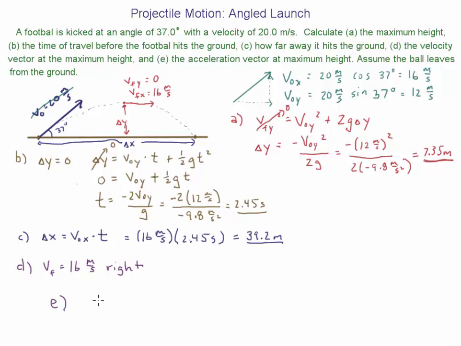Part E is kind of just a conceptual question. The acceleration vector at maximum height. The acceleration vector, a, is always negative 9.8 meters per second squared. Actually, we should be more formal with this since they're asking, we're going to say 9.8 meters per second squared down. We know that that's negative when we're talking about the vertical axis, but we're just going to do it that way to be cool.